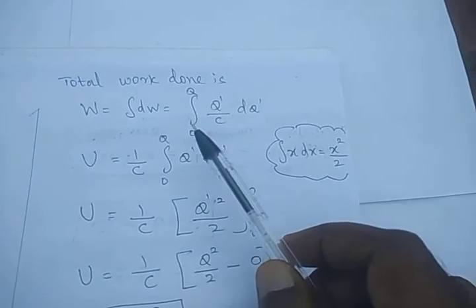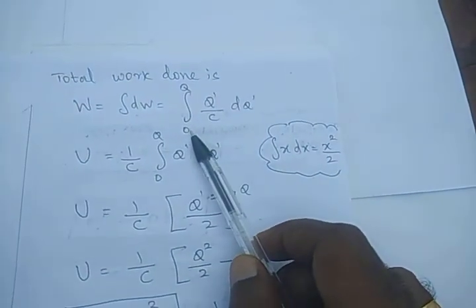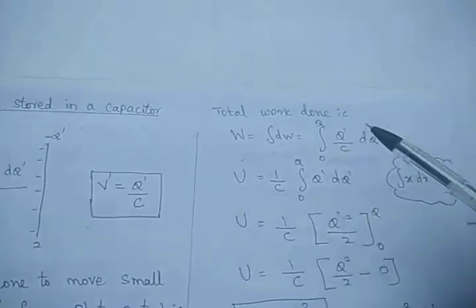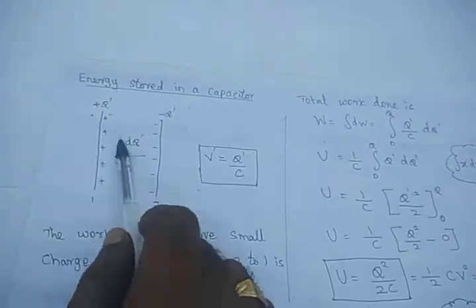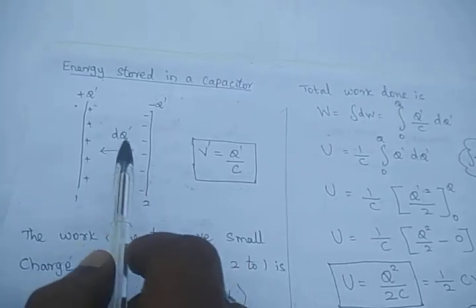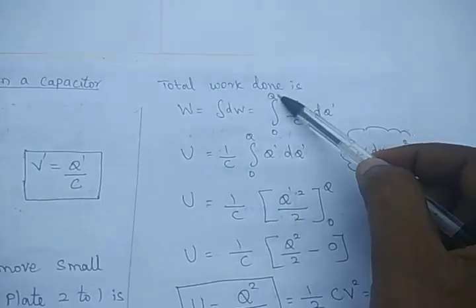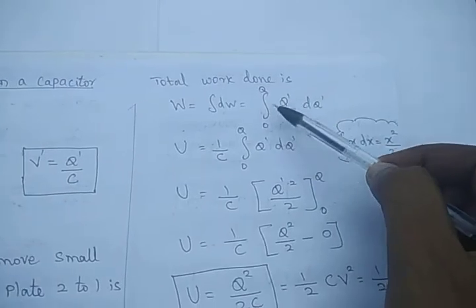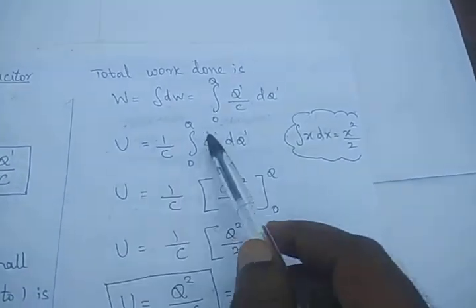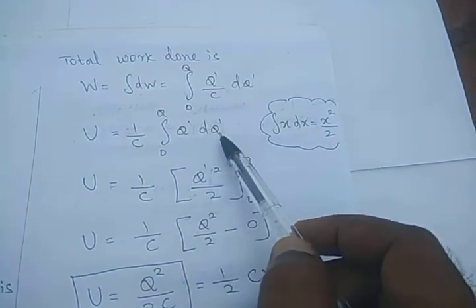So students, do you understand that? The 0 represents that initially the capacitor does not have any charge. This Q represents the total, desired amount of charge we require to charge in this capacitor, that is Q. So we take them as the lower limit and upper limit. Then take 1 by C outside, the integral from 0 to Q of q prime dq prime.